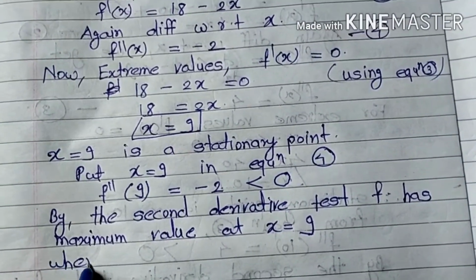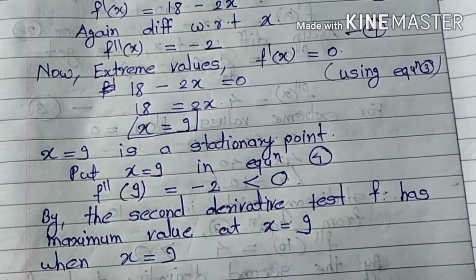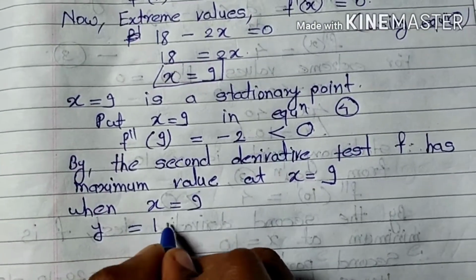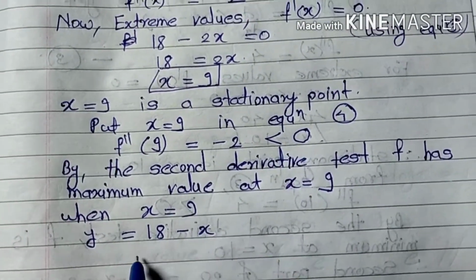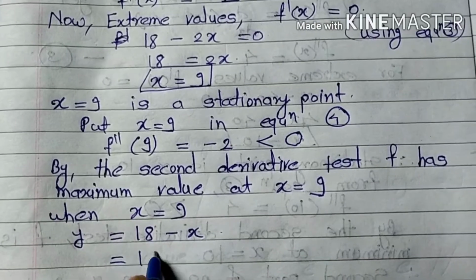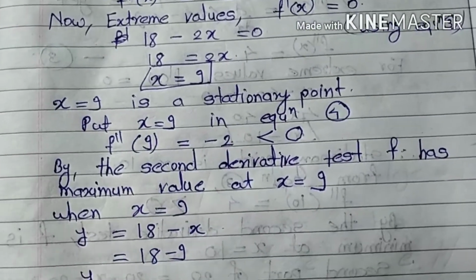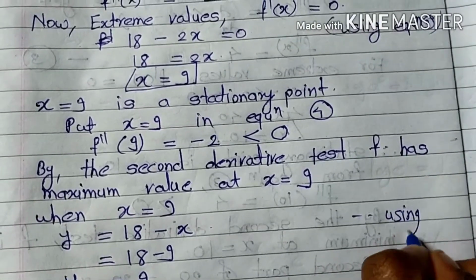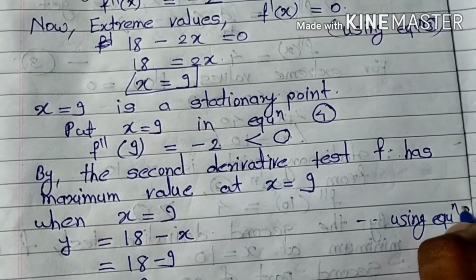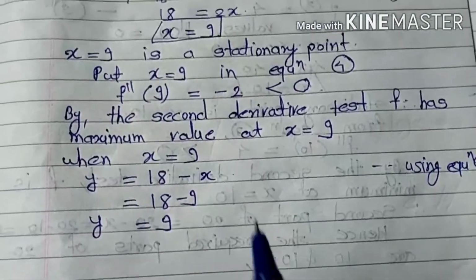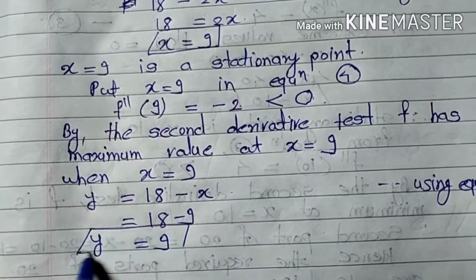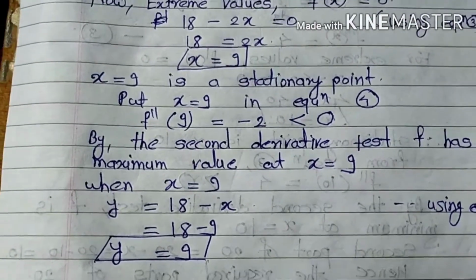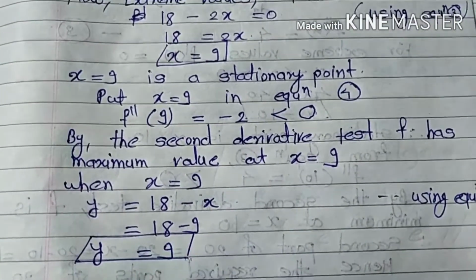When x equal to 9, y is equal to 18 minus x, using equation first, which is equal to 18 minus 9, so y is equal to 9. Thus y equal to 9. So these are the length and breadth.